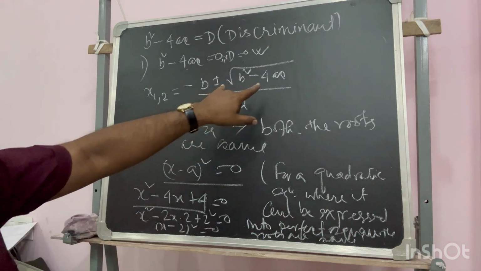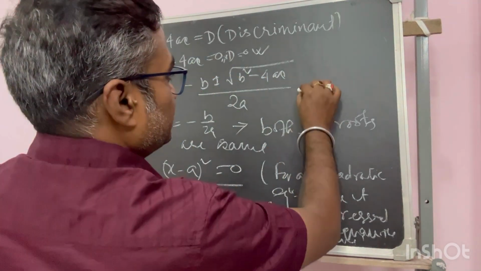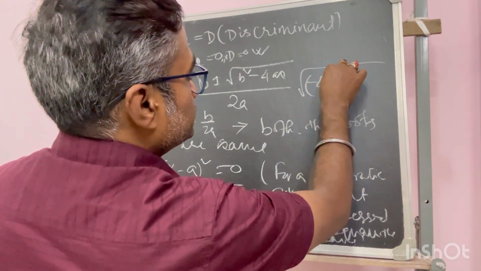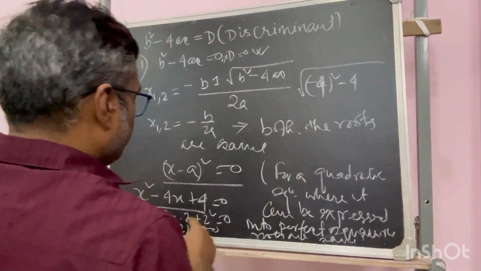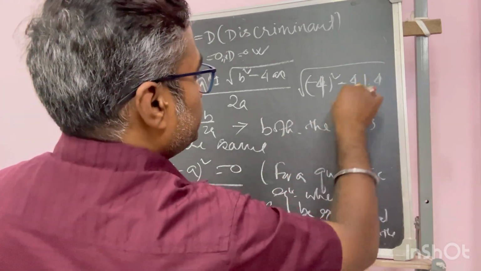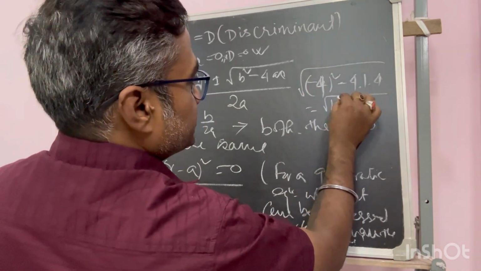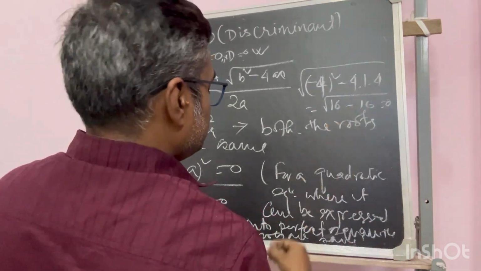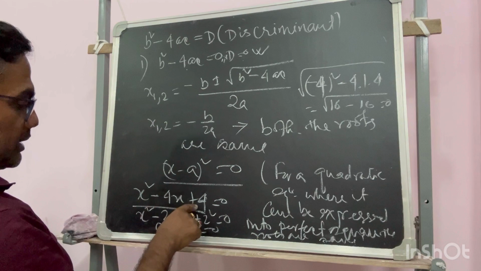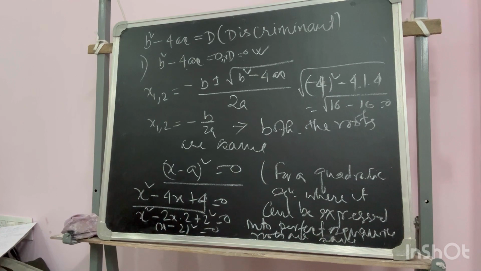This is possible where, directly seeing the expression, if I put the values: what is b here? Minus 4, so minus 4 whole square, minus 4 into a, which is 1, into c, which is 4. Now see the value: minus 4 square means 16, minus 4 into 1 into 4 is minus 16. So 16 minus 16 is equal to 0. So if I calculate the discriminant value, without solving further I can say both the roots are of the same value.